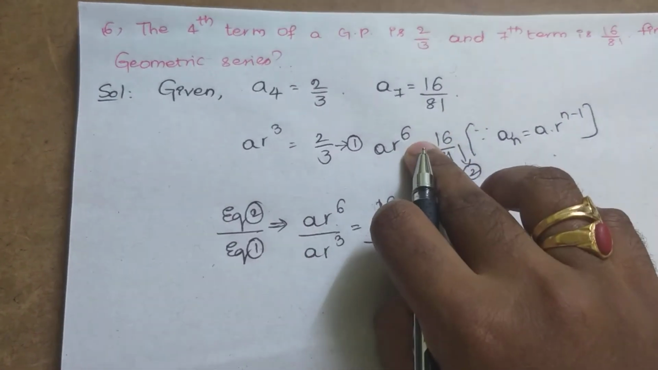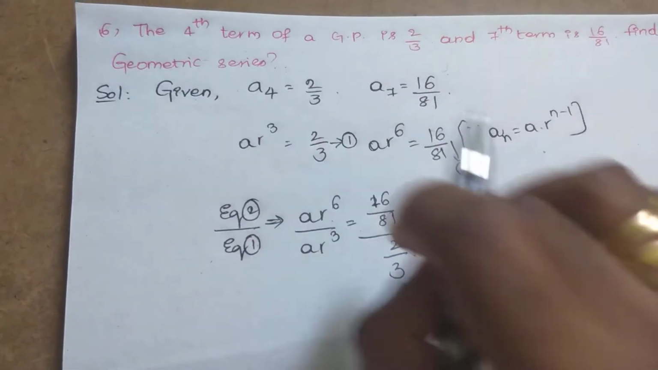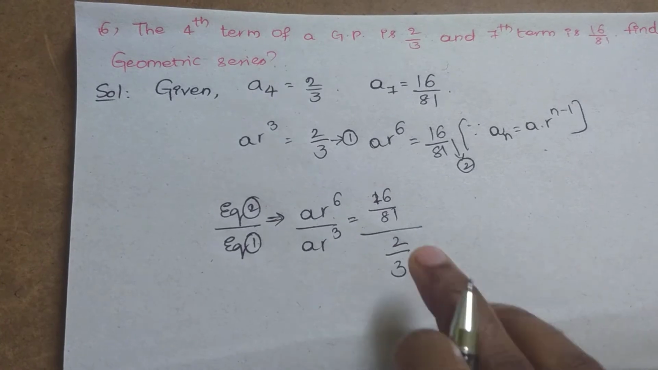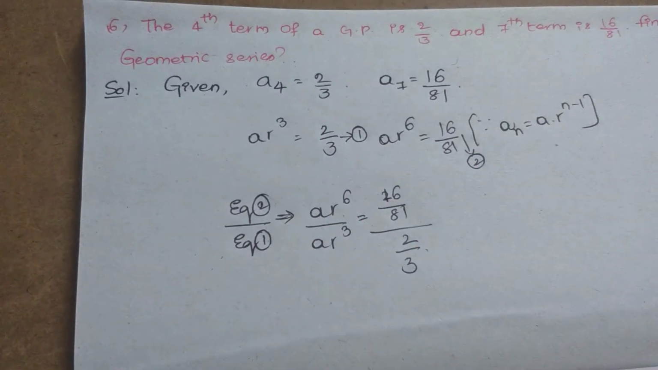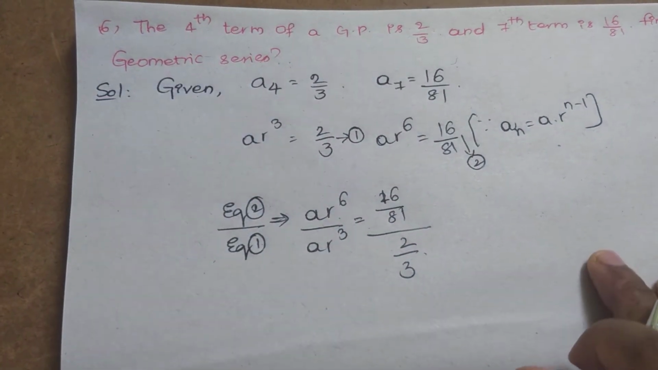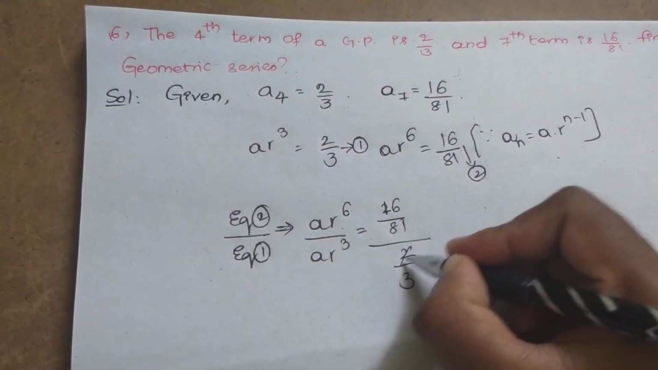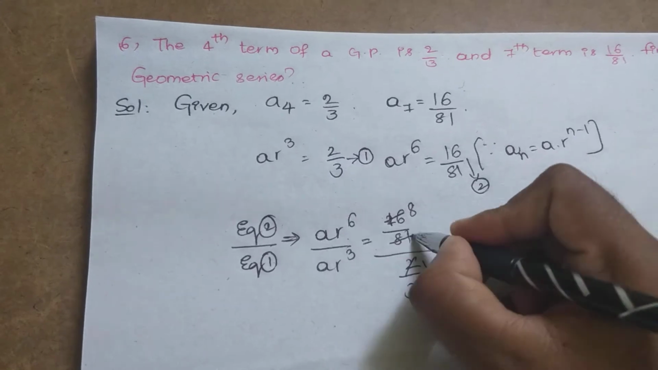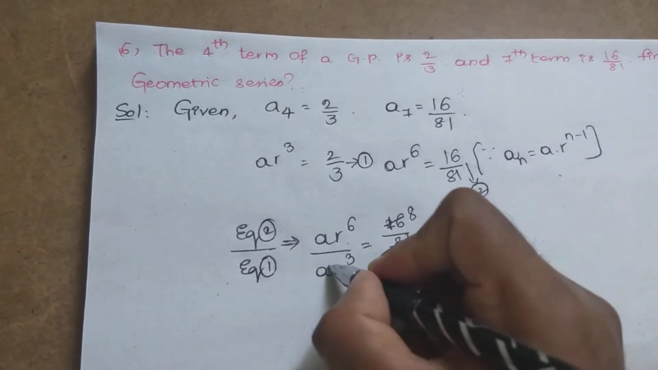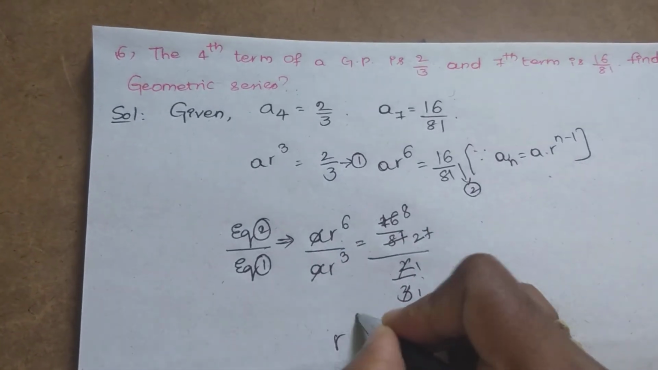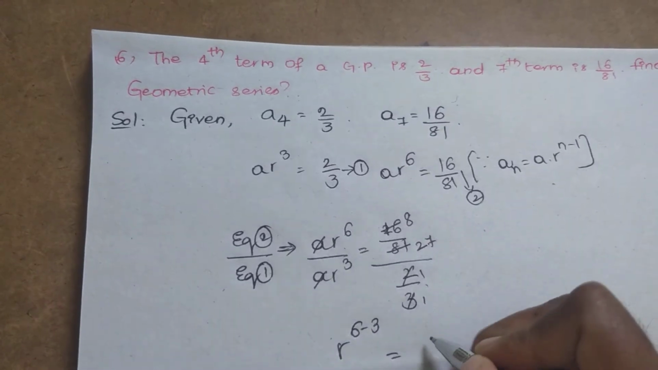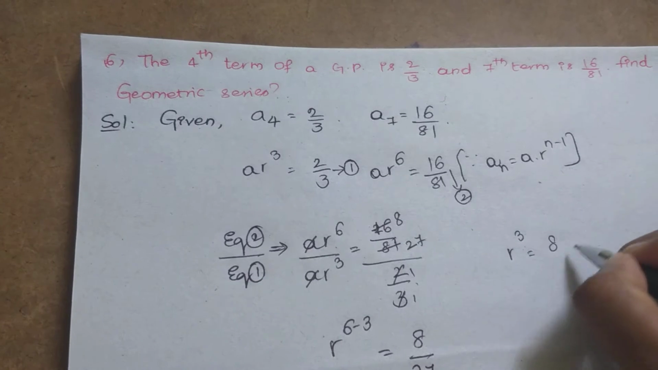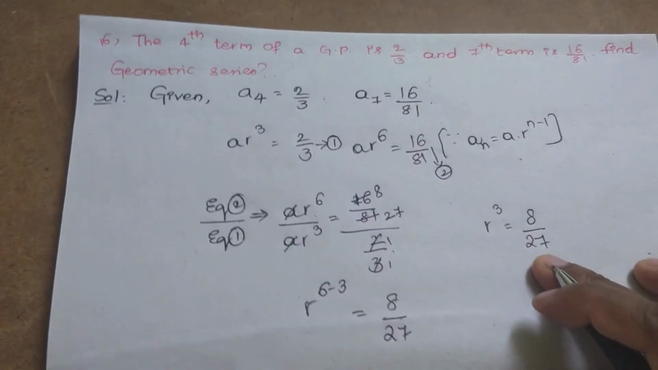Why did I do equation 2 by equation 1? Because here the r power is 6, here the r power is 3. In order to make the calculation simpler, I did equation 2 by equation 1. Let's simplify this. 2 1s are 2, 8 1s are... 3 2s are 6, 3 7s are 27. So a and a will be cancelled off. r power 6 minus 3 equals 8 by 27, so r cube equals 8 by 27.